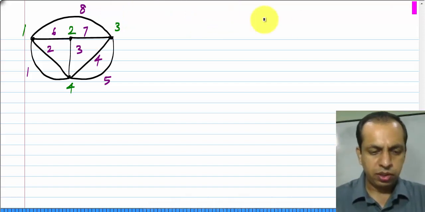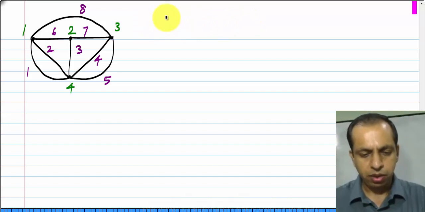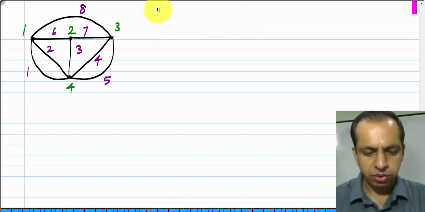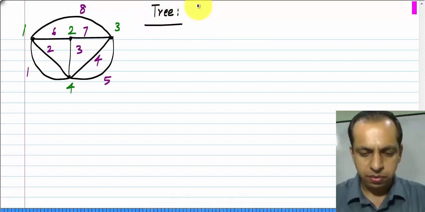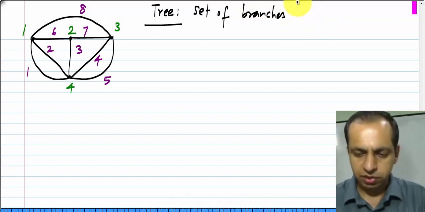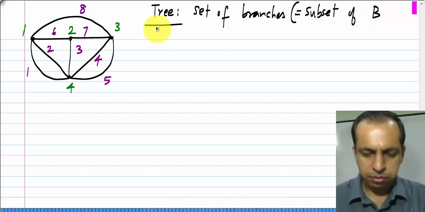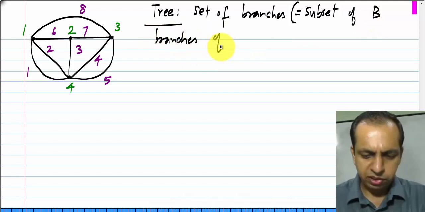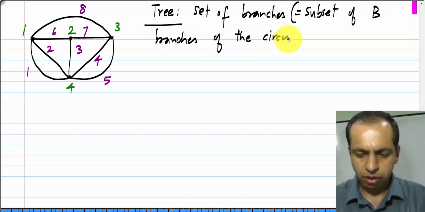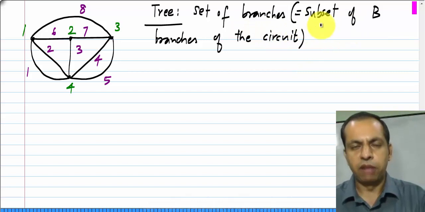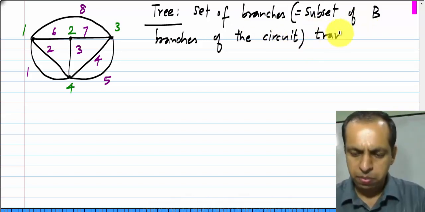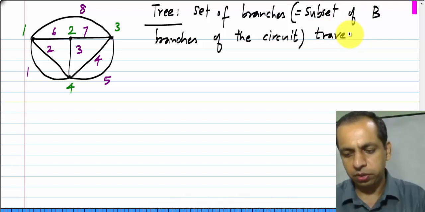So, to count the number of independent loops, what we do is first form what is known as a tree. Now, what is a tree? A tree is a set of branches, which is basically a subset of the B branches of the circuit, which traverse all the nodes. So, all nodes should have at least one branch connected to it.